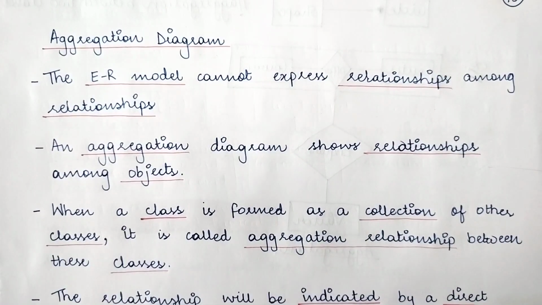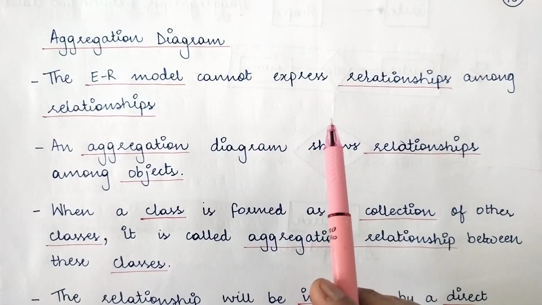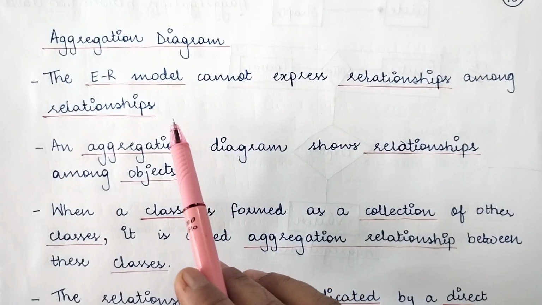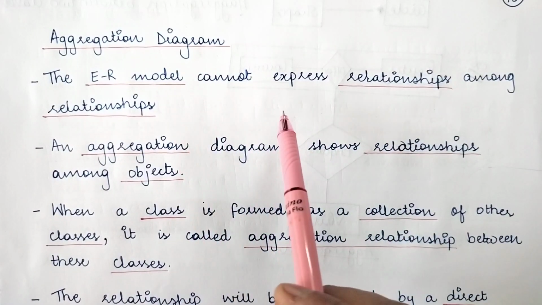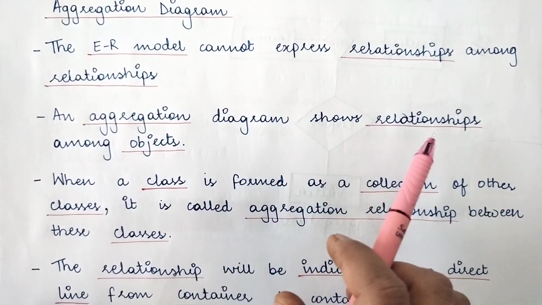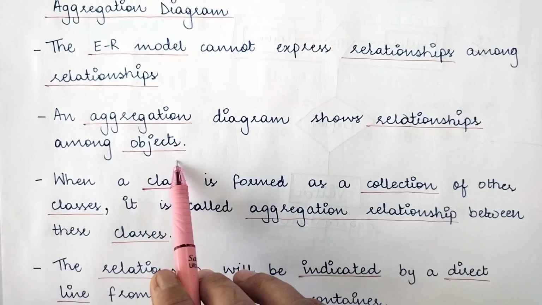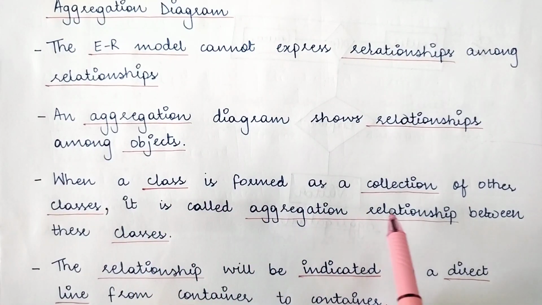Aggregation diagram basically is used as an advancement over the ER model. ER model tells you about what all the entities are, what their attributes are, and what is the relationship between those entities. But the ER model cannot express relationship among the relationships. So to overcome this, we use the aggregation diagrams, which shows the relationships among the objects or relationships among the relationship. When a class is formed as a collection of other classes, it is called aggregation.